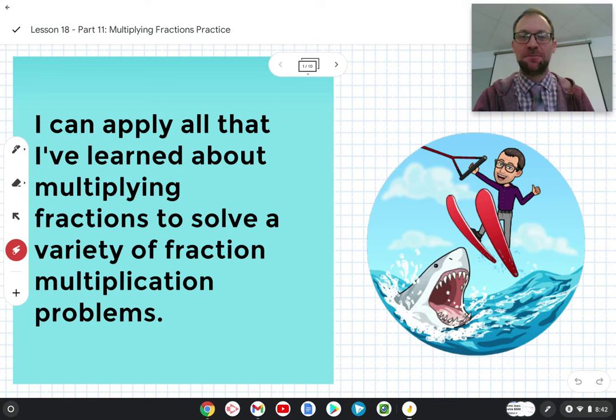Welcome to today's lesson. Today we review. Our learning target is I can apply all that I've learned about multiplying fractions to solve a variety of fraction multiplication problems. Let's get started.